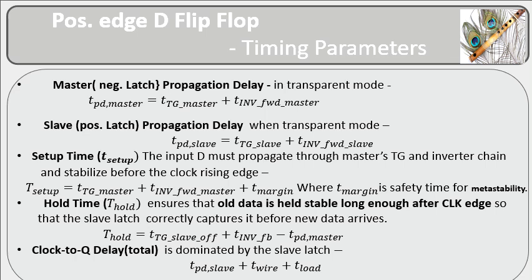The sum of setup and hold timings is known as the timing window. It, with respect to the clock transition, defines the period for which the input data has to arrive and remain stable. These timing constraints ensure correct data capture and prevent metastability.